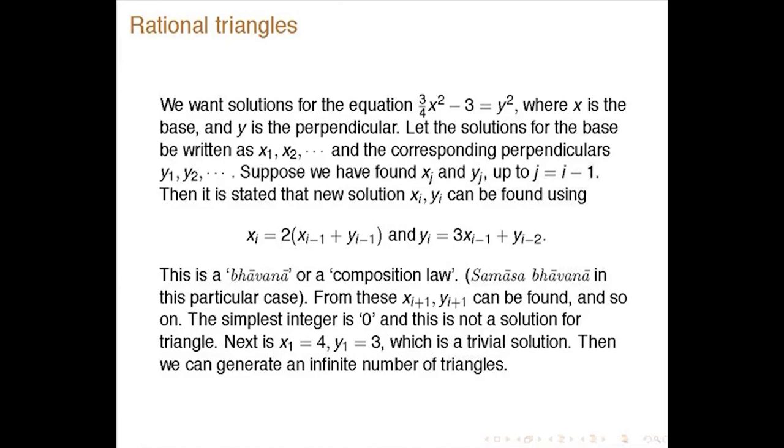The simplest equation of course is the 0, so that is not a solution. Then take next x1 is equal to 4, y1 is equal to 3. So here 3 by 4, x squared minus 3 is equal to y squared, so that is satisfied. In this case, one segment of the base is 0 and the other segment is the base itself, so that is 4. The upright is 3 and the hypotenuse is 5.